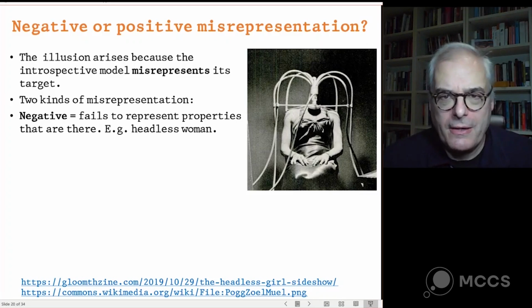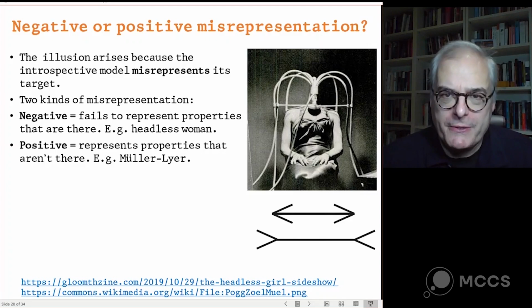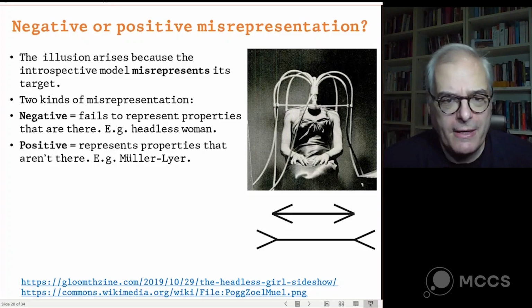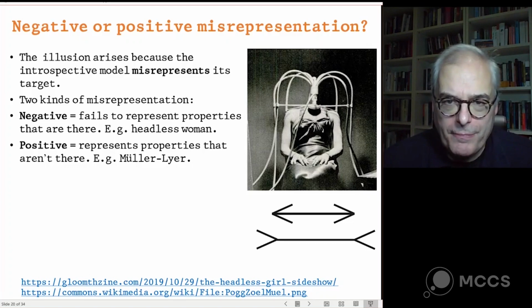Now, a positive misrepresentation, on the other hand, represents properties that aren't there. So where a negative misrepresentation fails to represent properties that are there, it misses out properties that are there, like the woman's head, a positive misrepresentation presents you with properties, or appears to present you with properties, that aren't there. So here's the Müller-Lyer illusion, the familiar example of the two lines which appear to be different lengths, the one with the inward pointing arrowheads appears to be longer. That's an example of a positive misrepresentation. The longer line positively looks longer. The image presents to you the bottom line as longer.